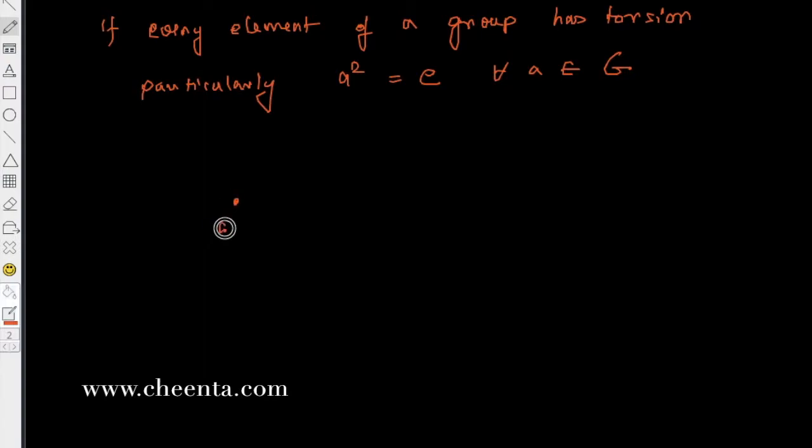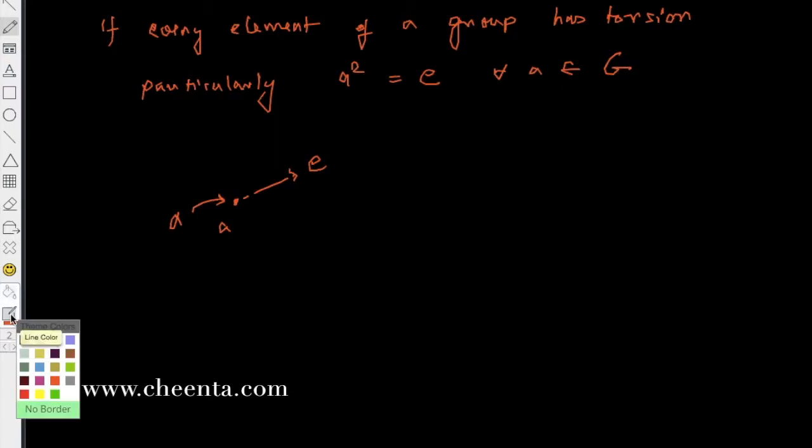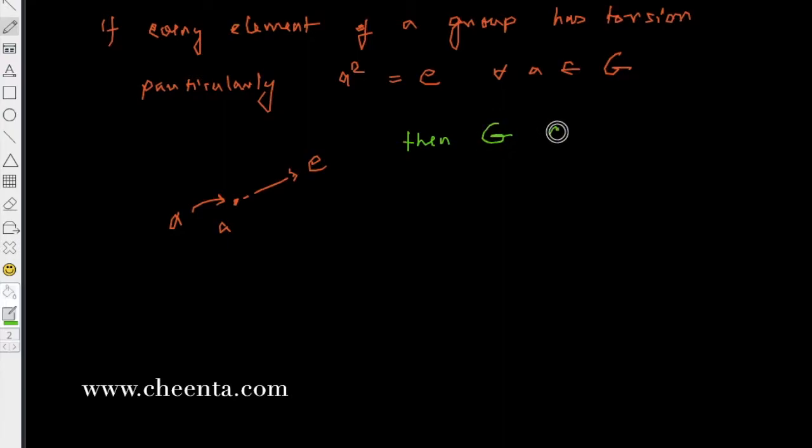So A, when hit by A, goes to identity. If that happens for every element of the group, then we can say something very interesting about the group, and that is then G must be abelian.